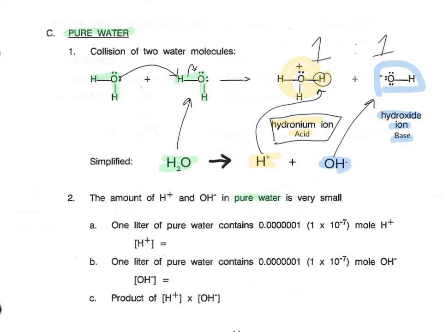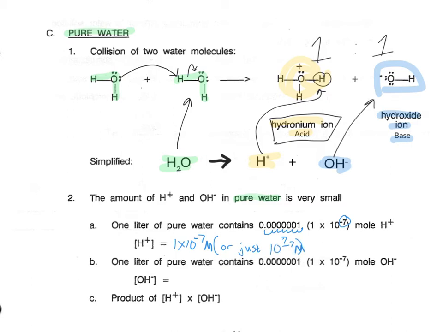Now we're going to look at how much water ionizes in pure water. It is a very small amount, about 1 in 10 million. It ends up that this is now 10 to the negative 7, and so we can write that as 1 times 10 to the negative 7, or just 10 to the negative 7 to keep it simple.